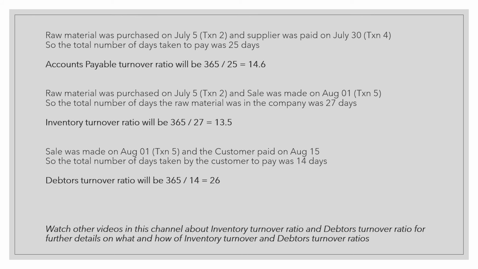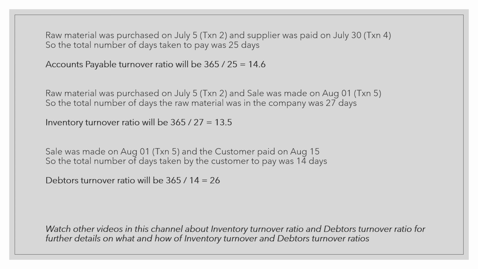The raw material was purchased on July 5, that is transaction 2, and the supplier was paid on July 30, that is transaction 4. So the total number of days taken to pay was 25 days. Therefore, the accounts payable turnover ratio is 365 divided by 25, which is 14.6.